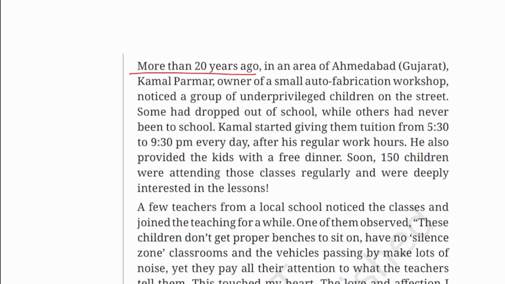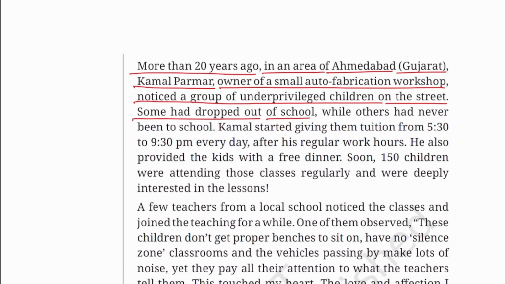More than 20 years ago, in an area of Ahmedabad, Gujarat, Kamal Parmar, owner of a small auto fabrication workshop, noticed a group of underprivileged children on the street. Some had dropped out of school, while others had never been to school. Kamal started giving them tuition from 5:30 to 9:30 p.m. every day after his regular work hours. He also provided the kids with a free dinner.